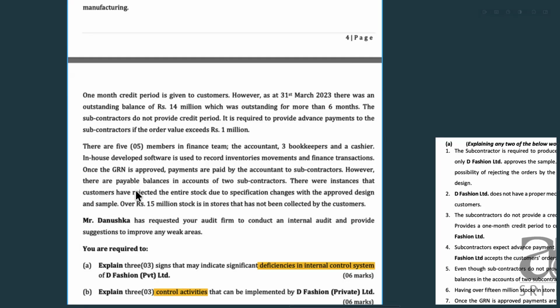Again, problem. However, there are payable balances in the accounts of 2 subcontractors. So still, there are payable balances. There were instances that customers have rejected the entire stock due to specification changes. That's what I told you earlier. The company is the one deciding the approval of the 2 samples, without taking approval from the customers. So sometimes the entire stock is rejected because of the design problem and sample problem. Over rupees 15 million of stock in the stores has not been collected by the customers because of this problem. Huge problem. 15 million is 1.5 crores.